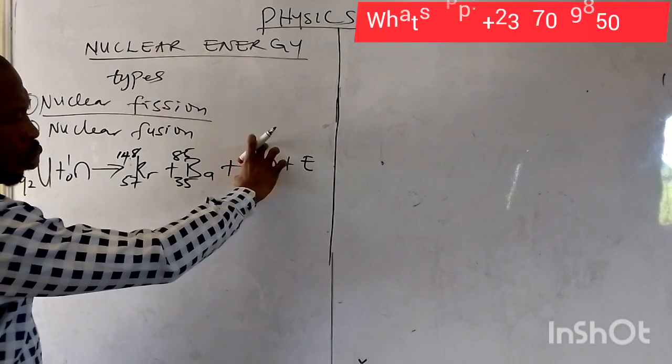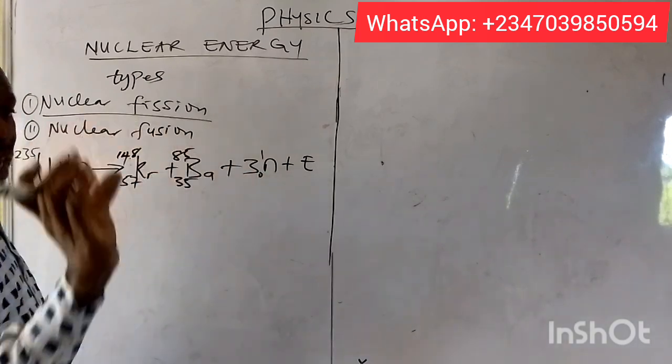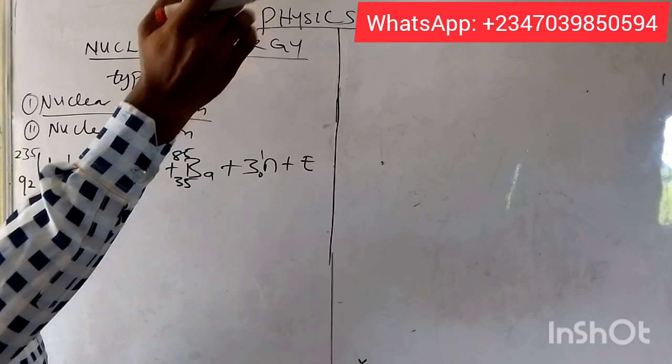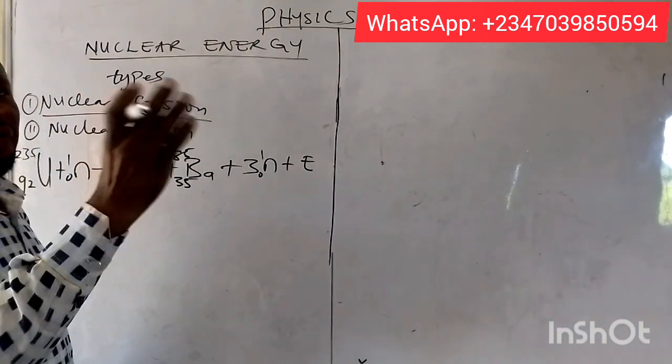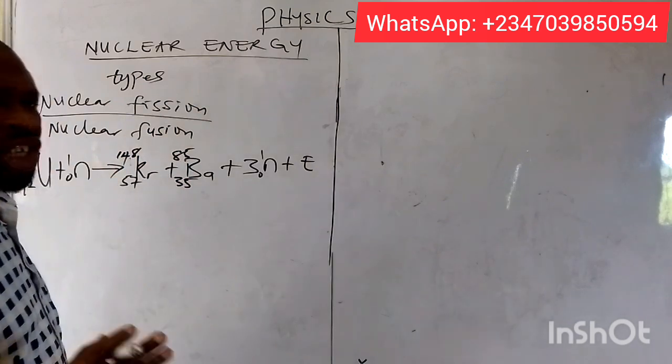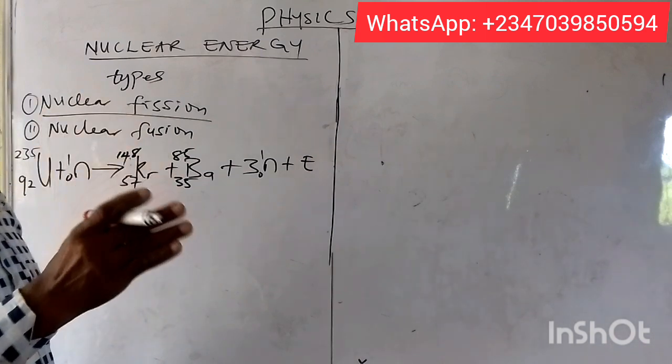So, in conclusion, we have these 3 neutrons produced. They must be guarded so that they don't cause further fission process. Of course, if they cause further fission process, it might lead to what we call a chain reaction. And of course, a chain reaction can cause an explosion.